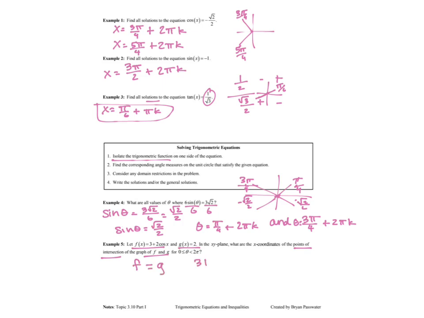We've got 3 plus 2 cosine x equal to 2. And we want to solve. You've got to isolate the trig function. What's my first move? Minus 3. Good. So 2 cosine x equals negative 1. And then?